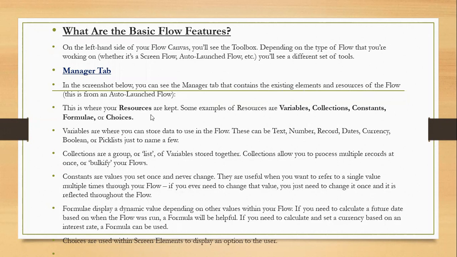This is where your resources are kept. Some examples of resources are variables, collections, constants, formulas and choices, where you can store data used in the flow. These can be text, number, record, date, currency, boolean, picklist, just to name a few, and file. Collection. Collections are groups of list variables stored together. Collections allow you to process multiple records in bulk within the flow.